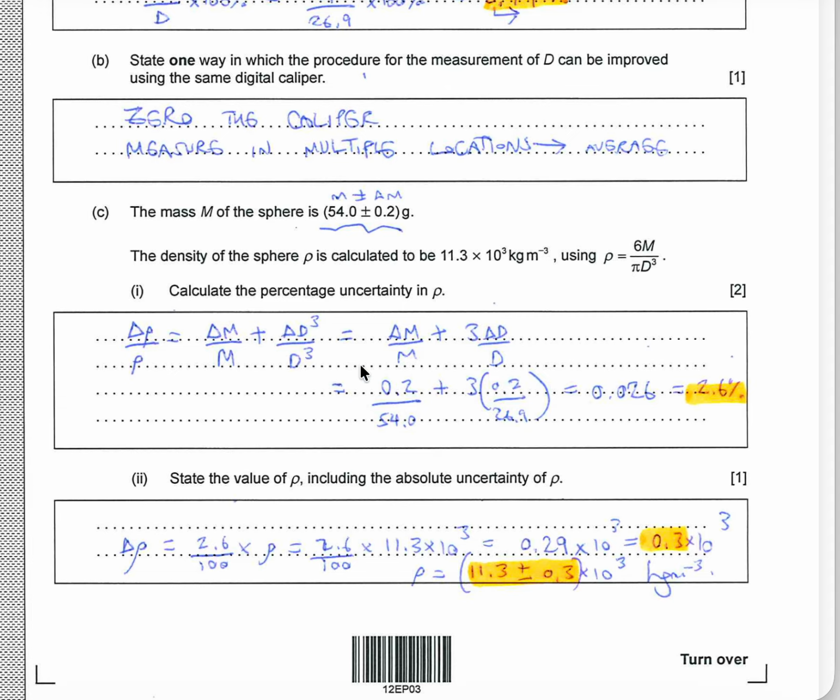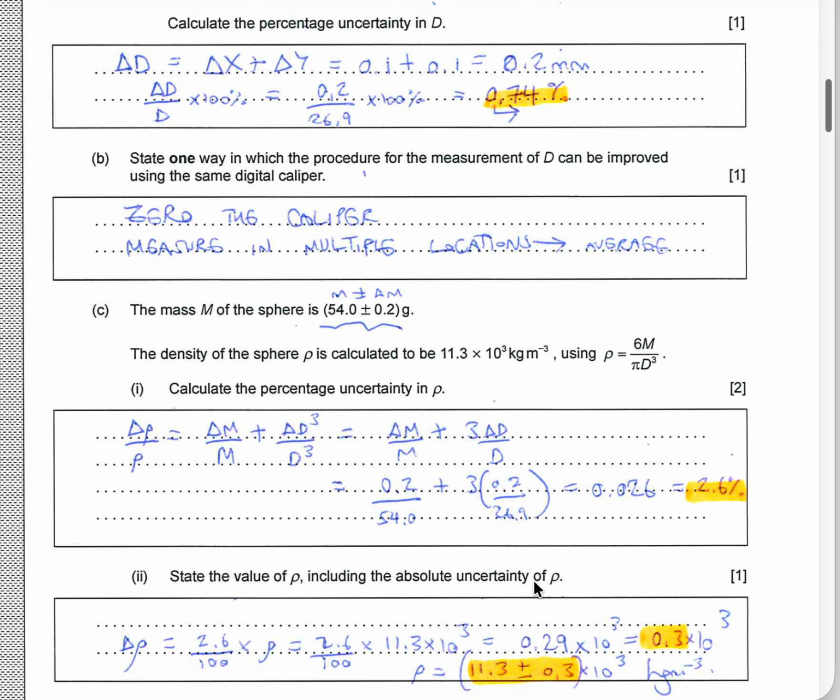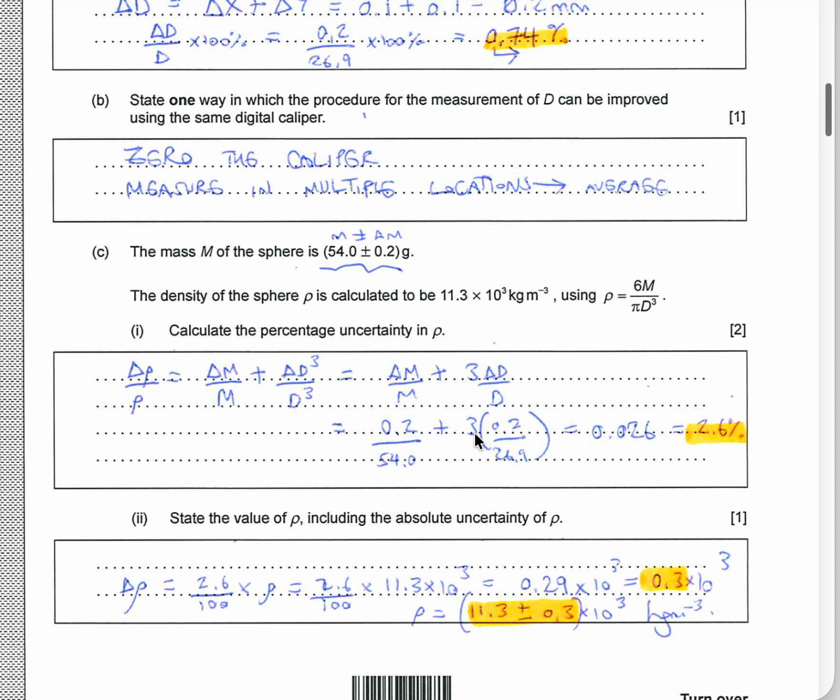So let's do that. We're going to do delta rho over rho is equal to delta m over m plus delta d cubed over d cubed. And why is that? Well, because we've got this equation. This is multiplication and division. We know 6 and pi have no uncertainty, so really we're looking at the percentage uncertainty in m and in d cubed. We're given delta m and m in this part. We'll use them in a second. However, we are not given delta d cubed over d cubed. What we are given is delta d over d. You calculated that here. So you are expected to use your percentage uncertainty here to get your values here.